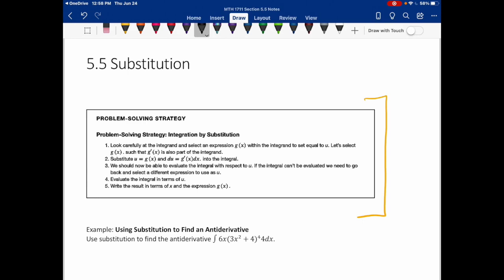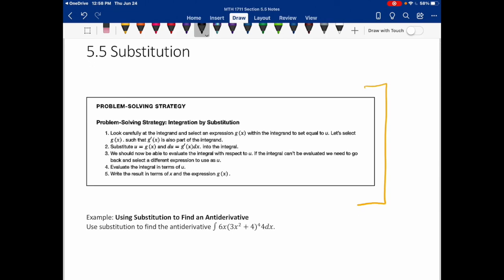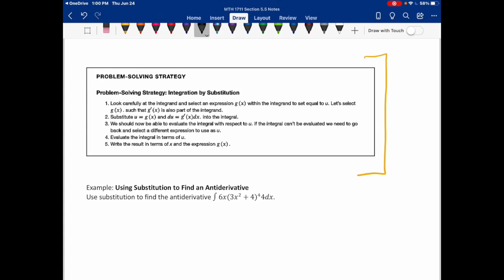Here highlighted in yellow, we have a problem-solving strategy that we can look at step by step. The first step says, look carefully at the integrand and select an expression, g of x, within the integrand to make your substitution. When we're looking for that expression, we want to really think about inner functions. What is our inner function? A lot of times that is what's going to help us find what we need to set equal to u. Thinking about the chain rule and working backwards will really help us with step one.